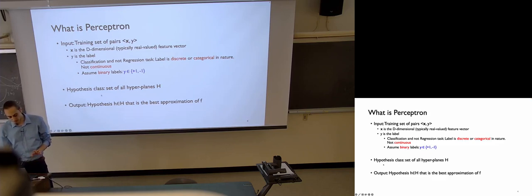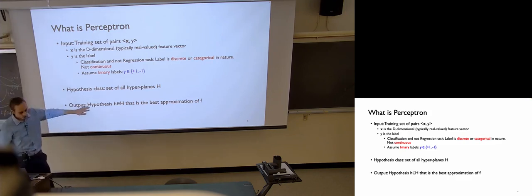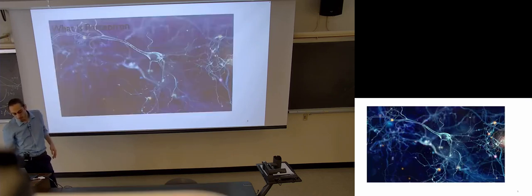The hypothesis class is all these hyperplanes H that can linearly separate our data, or all these lines that can separate our data. And then we're trying to find the best such line, or approximator of f.